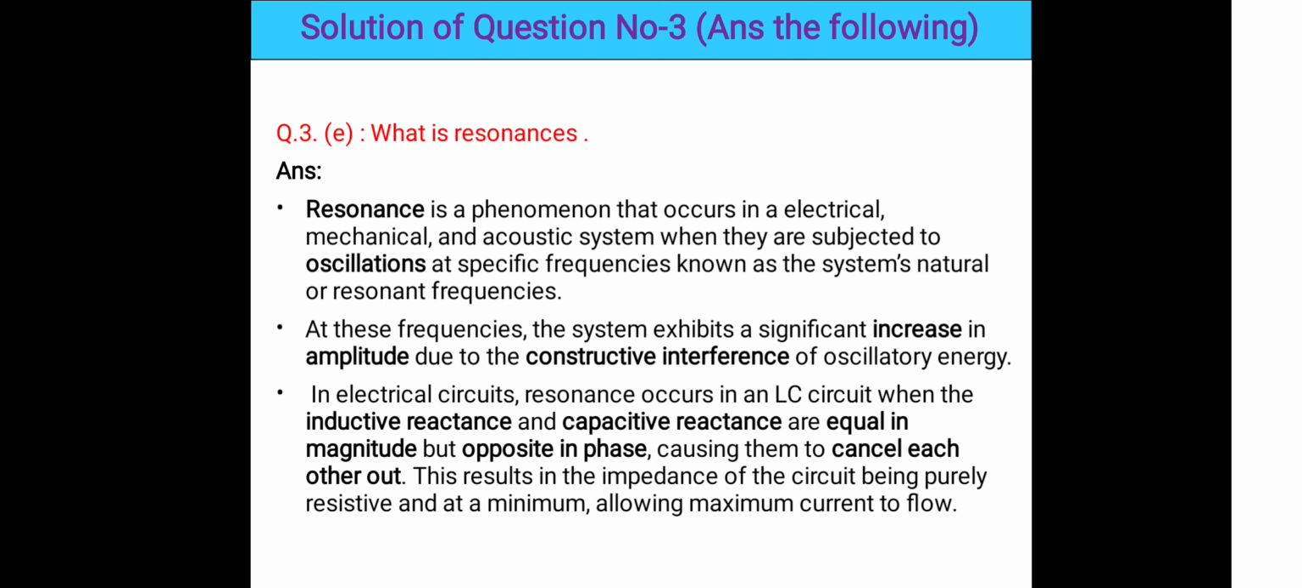Okay, remember it. Simple definition: when an electrical circuit at a particular range of frequencies starts oscillating, that frequency is called the resonance frequency or resonance condition. At resonance frequency the constructive interference will be there, so the amplitude increases significantly. In an LC circuit both inductive and capacitive reactance will be equal in magnitude and opposite to each other, and they will cancel each other out. Okay, so remember this is called resonance.